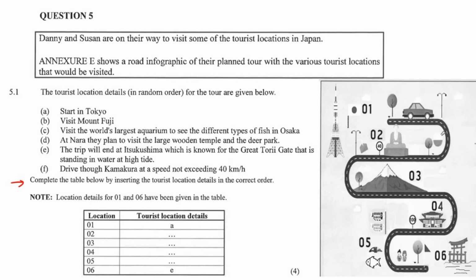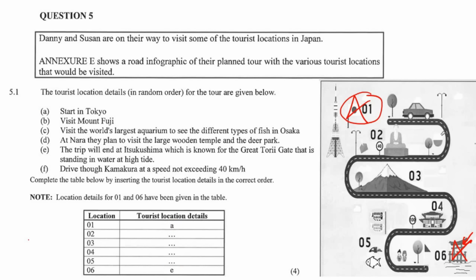Okay, so let's try to see what's actually going on here. So for location 01, they said that that was A, which was start in Tokyo. So that one's done, right? Then for 06, which is down here, they already filled that in as E. So that is the trip will end at Itsukushima, which is known for the Great Torii Gate that is standing in water at high tide. So they've done that one for us. So thank you very much, but that's also now done. So we need to go figure out the rest.